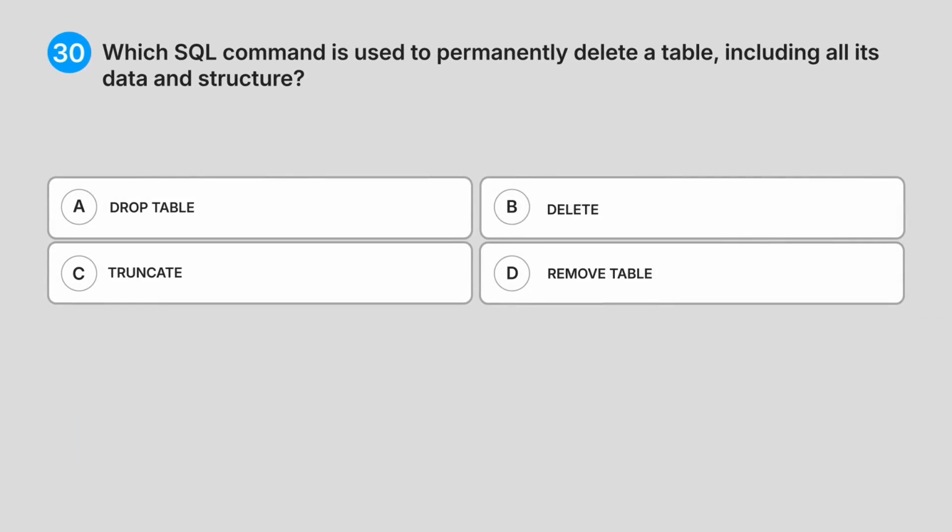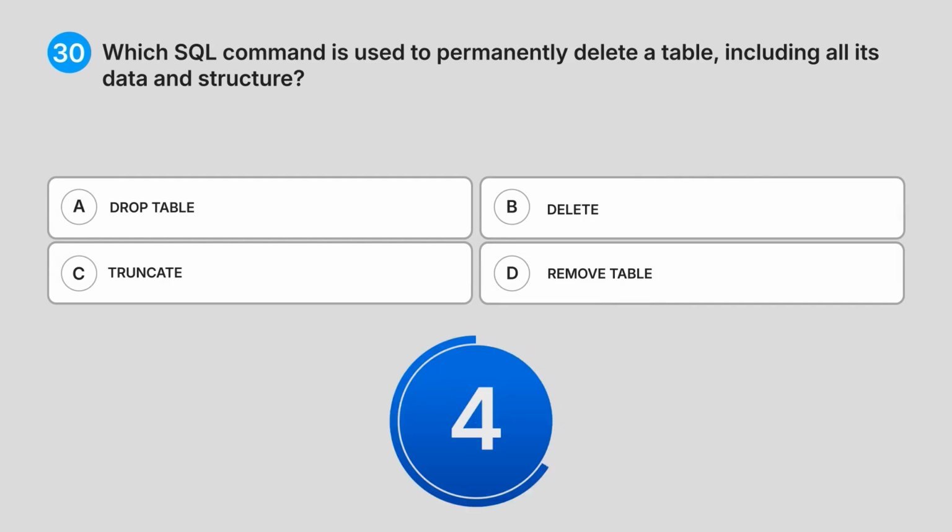30. Which SQL command is used to permanently delete a table, including all its data and structure? A. DROP TABLE, B. DELETE, C. TRUNCATE, D. REMOVE TABLE. Can you guess the answer?